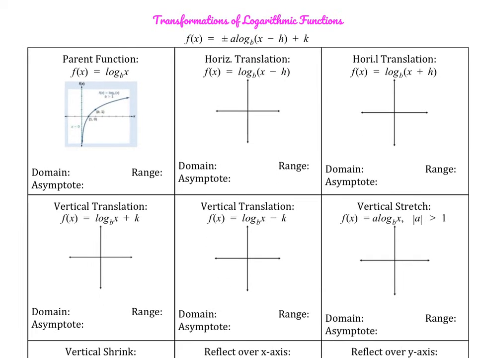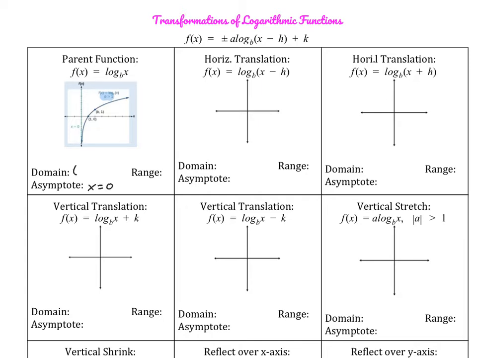So we are going to look at these different transformations in reference to a parent function where the base number is positive. So you can see here b is greater than 1, which is why we have that increasing graph. And we have the asymptote at x equals 0. And the domain is 0 to positive infinity, and our range is all real numbers.